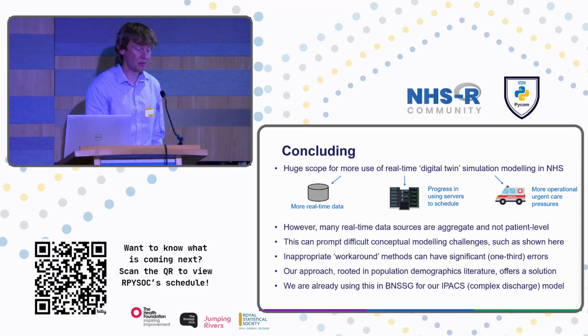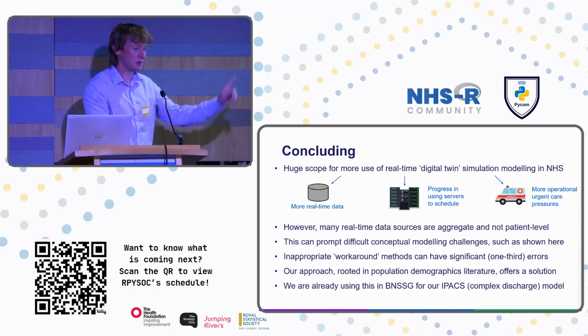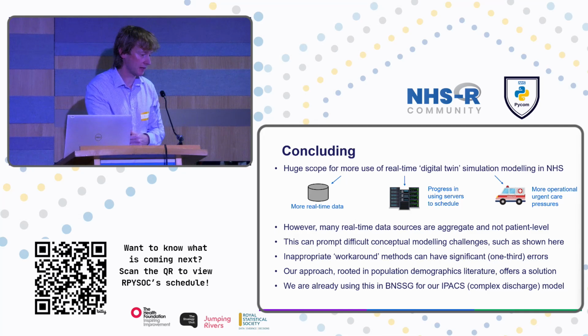The challenge, though, is that much of the real-time data is aggregate and not patient level. If you had it at patient level, you wouldn't need any of this complicated maths, because you would simply sample conditionally on the distribution, knowing those individual times to date. So this can prompt difficult conceptual modelling challenges, as shown here, and inappropriate workaround solutions can have big errors of up to a third. And you look around and there's often a solution there somewhere that you can apply to your problem, perhaps having to go back decades in other literature, as we've done here.